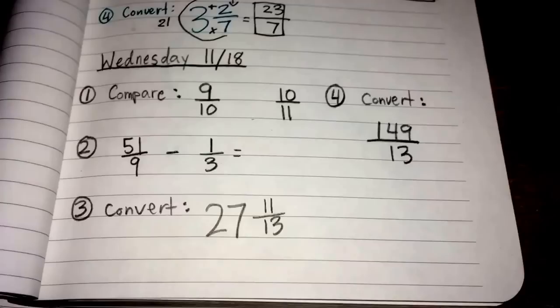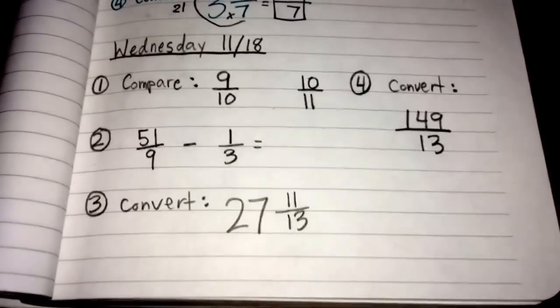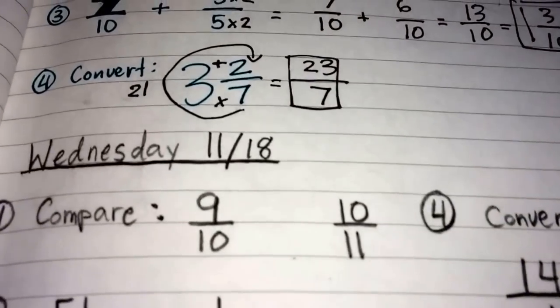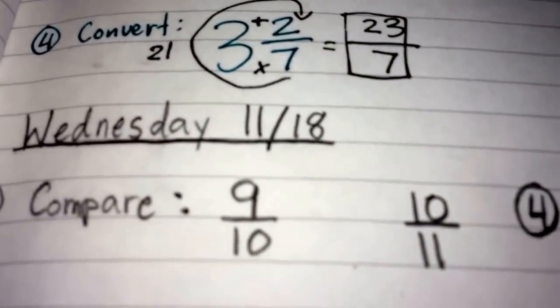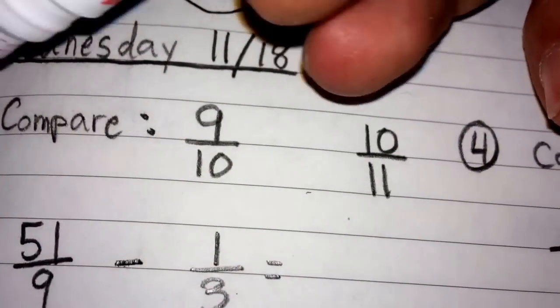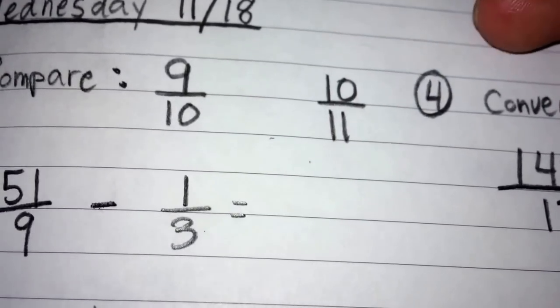All right, and for our extra practice problems, we've got number 1, compare 9/10 and 10/11. Well, we can look at that strategy that I just talked about and see that 9 and 10 are really close to each other, and 10 and 11 are really close to each other. And really, to me, it's too close to call.